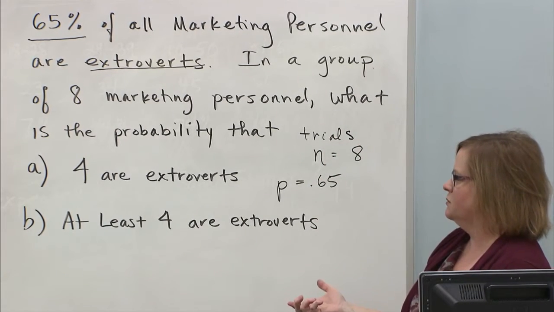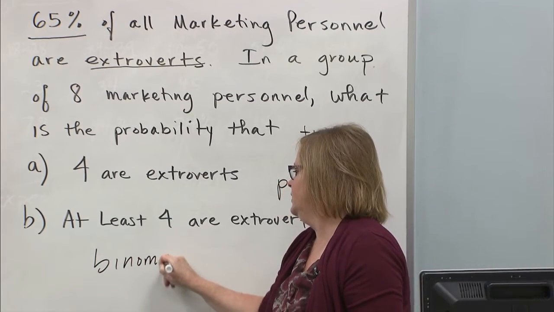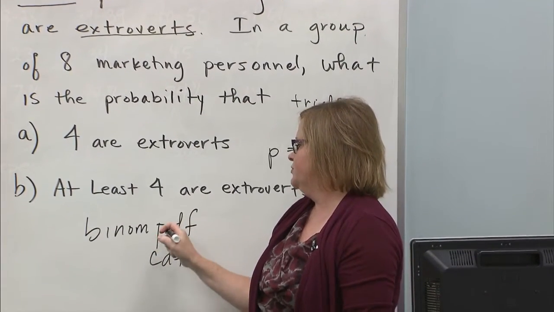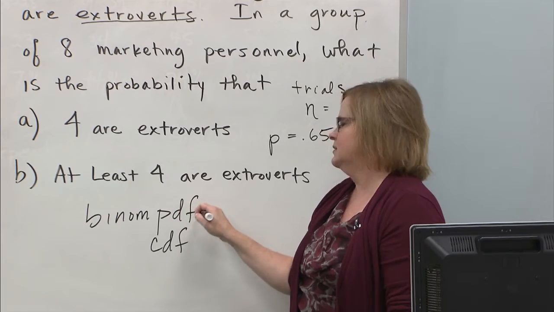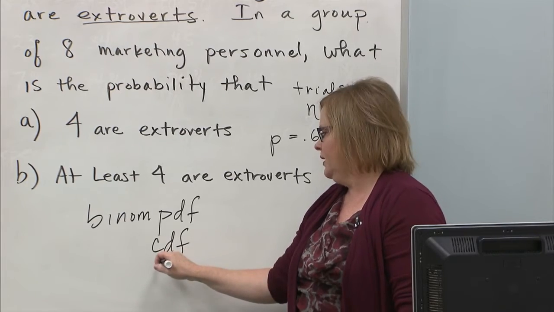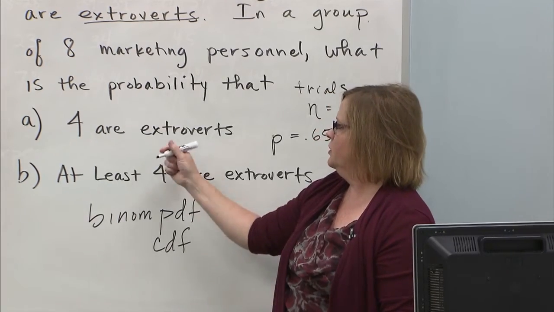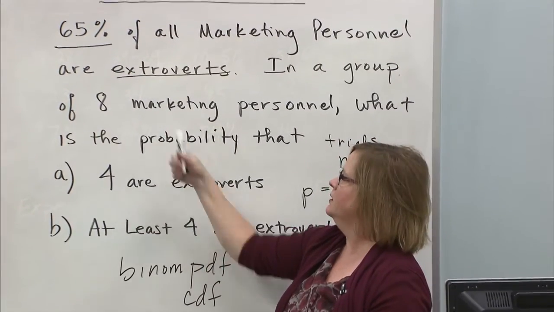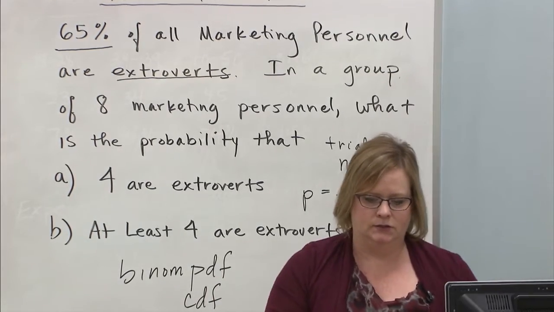Now you're going to have 2 choices when you get to the calculator. There's a binomial PDF and a CDF. PDF is just if you want one probability at a time. It's called probability density function. The second choice is cumulative density function. So don't pick that one unless you want the calculator to add up lots of probabilities. All right, so as we're looking at this, we're just interested in the probability that exactly 4 people in this group of 8 are extroverts. So we're going to find the PDF function. All right, so let's go to the calculator.